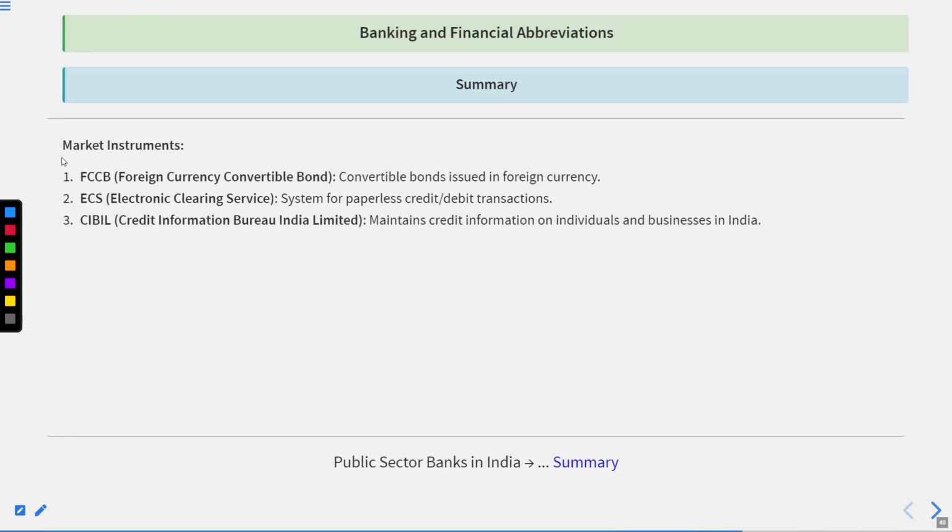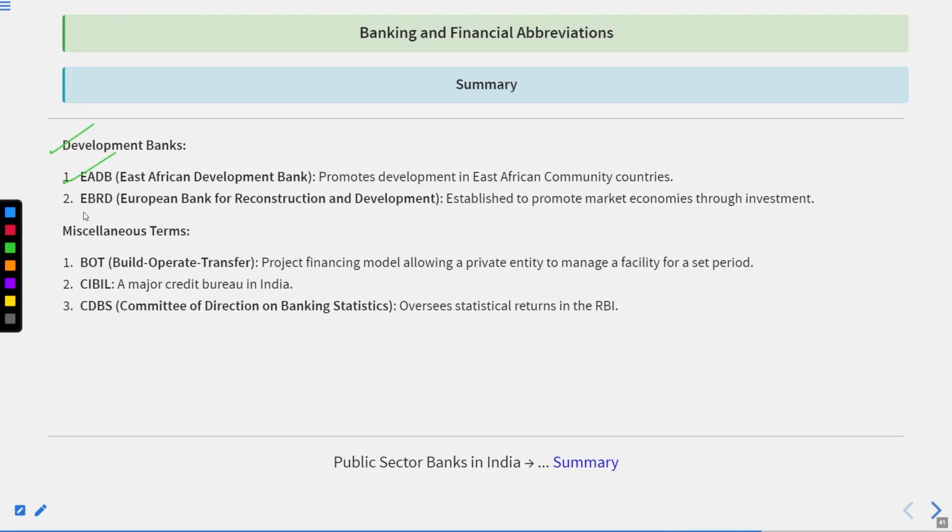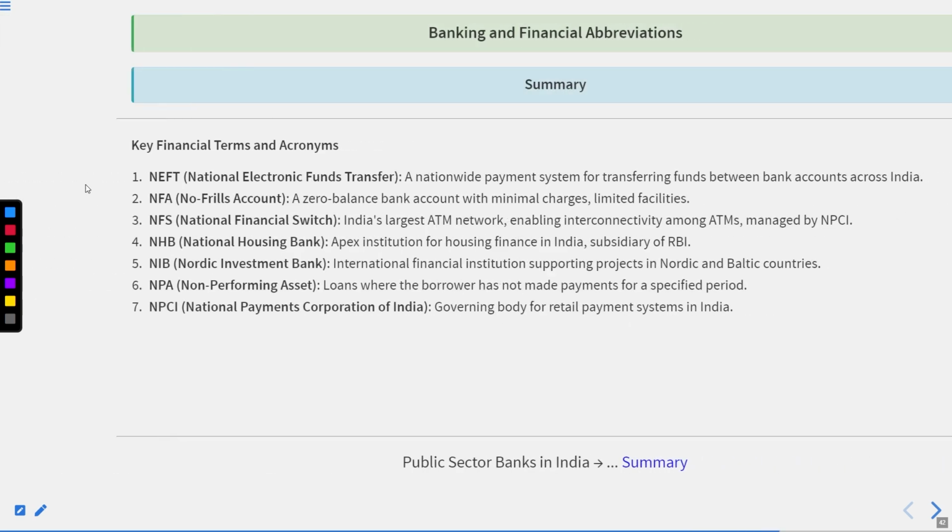Here we have finished the topic. Now it's time for the summary. In market instruments, we have seen FCCB, ECS, CIBIL. In development banks, we have seen EADB, EBRD. In miscellaneous terms, we have seen BOT, CIBIL, CBDS.